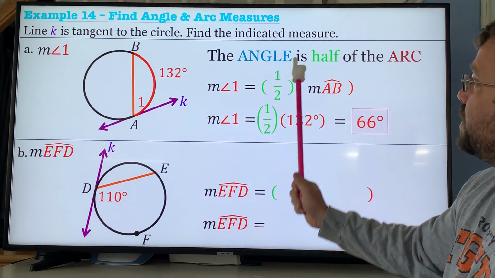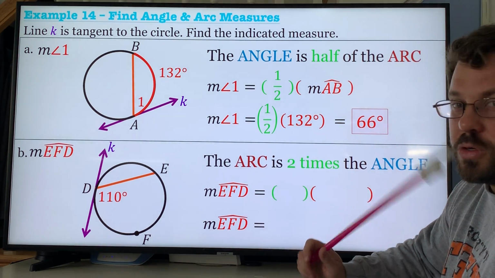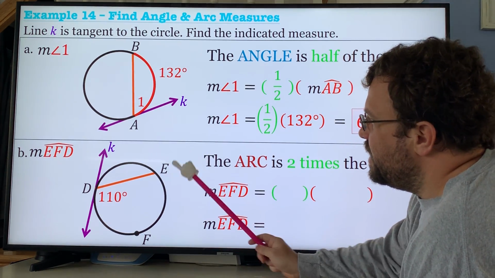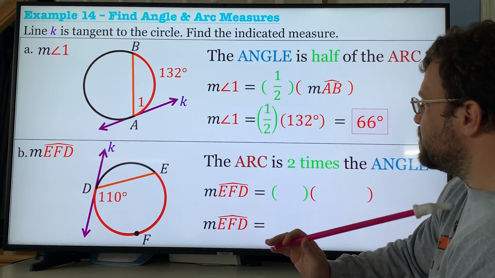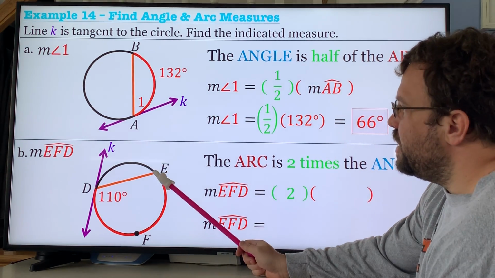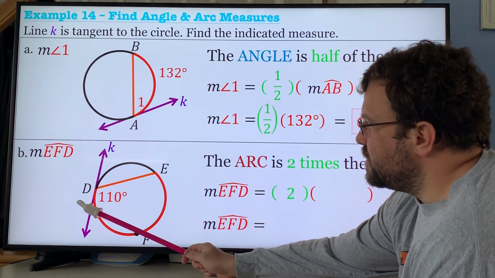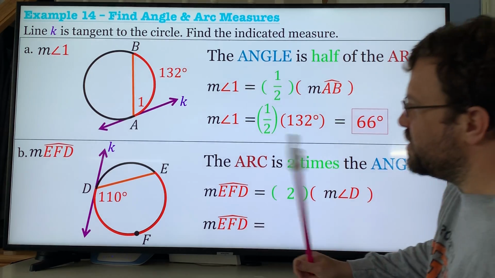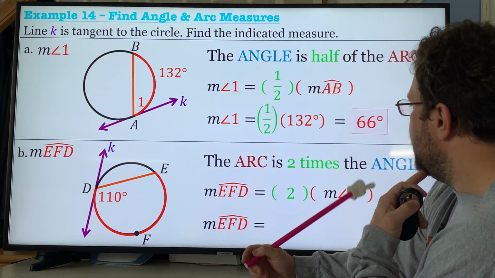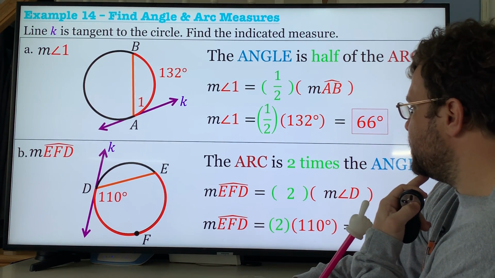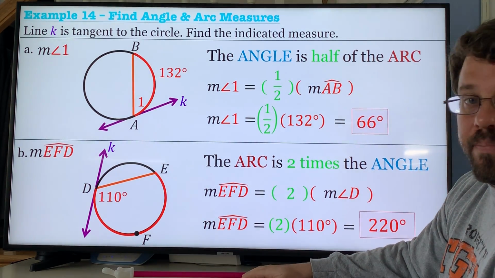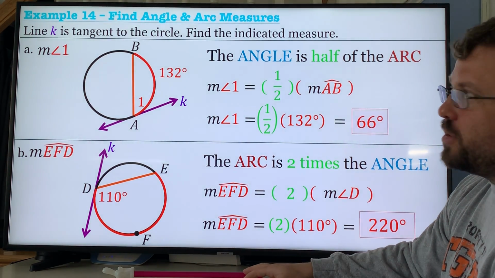Opposite. So the measure of the arc is 2 times the angle. So the measure of EFD, E to F to D, is 2 times what? What angle? E, D, line. So it's 2 times the measure of angle D. I'll just put angle D here because there is no second point. It's obviously the larger angle D. And 2 times 110, which is 220. I should have put another letter here, but oh well. You good? Awesome. Ready to do a couple more examples?